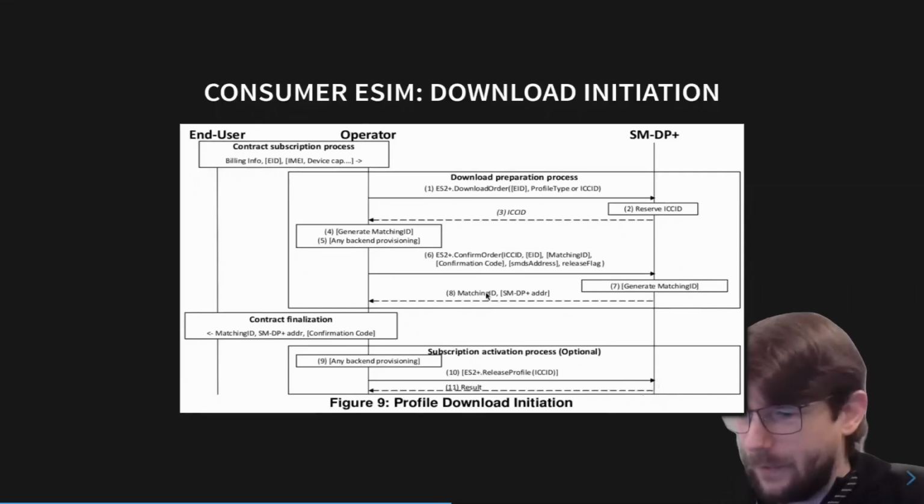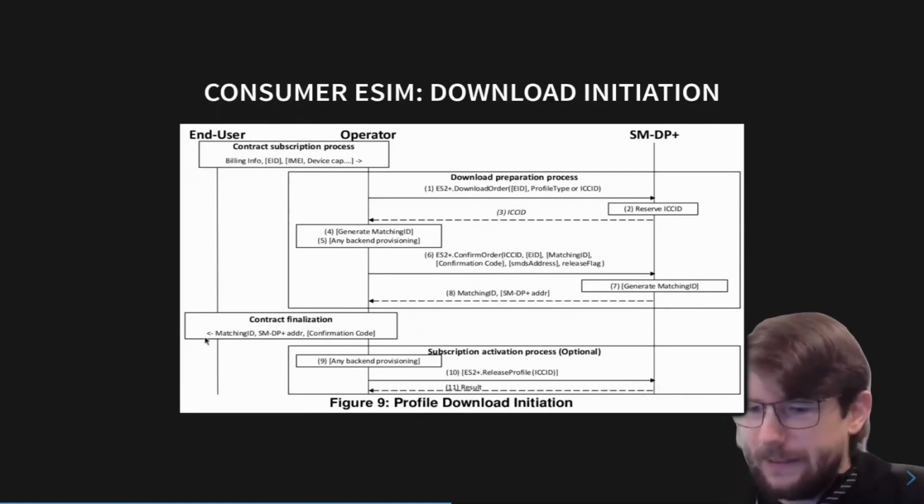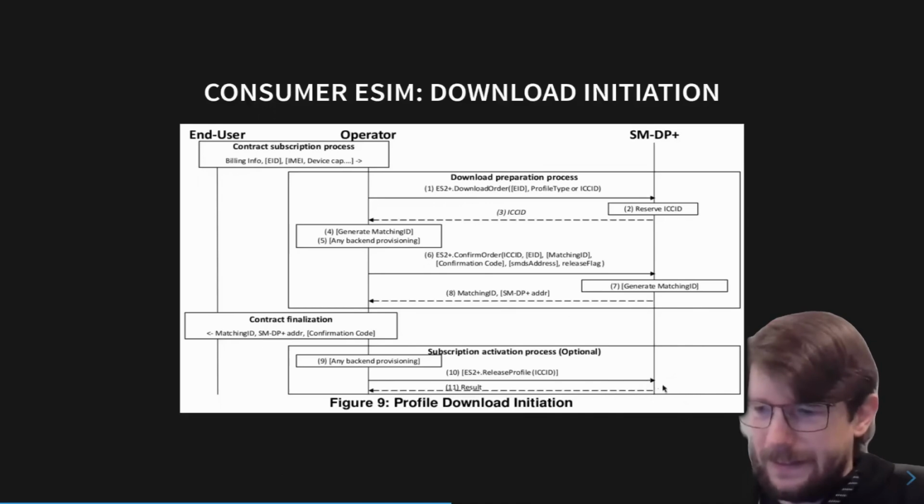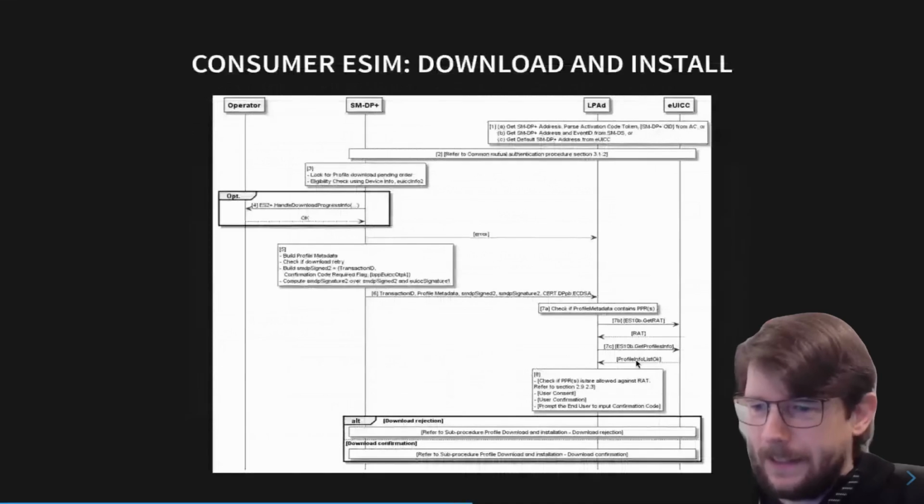And as part of this process also, the so-called matching ID was communicated. The matching ID is what ends up in your QR code for eSIM download. And then that matching ID basically acts as a token. If some customer contacts the SMTP Plus and presents that token, the SMTP Plus knows which eSIM profile this is all about. The actual download then looks like this. So we have the LPA that first talks to the SMTP Plus.